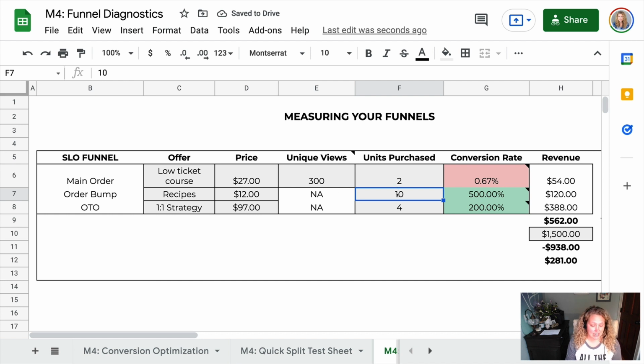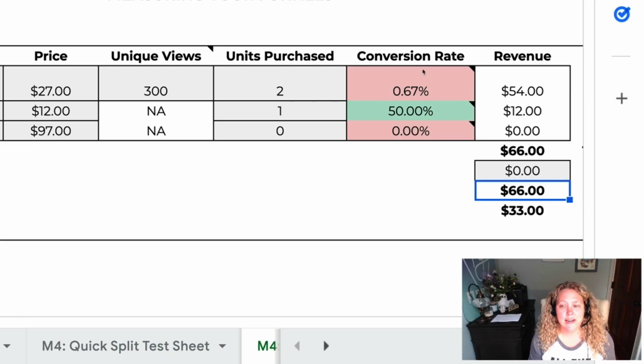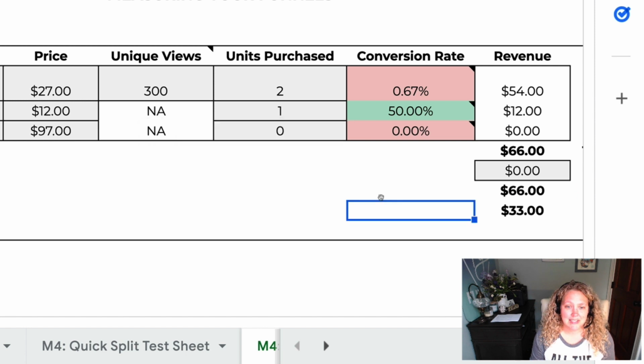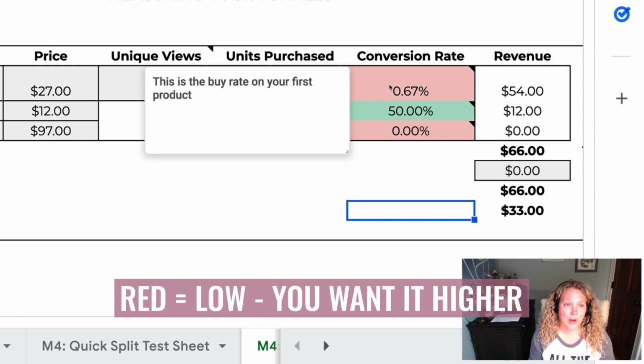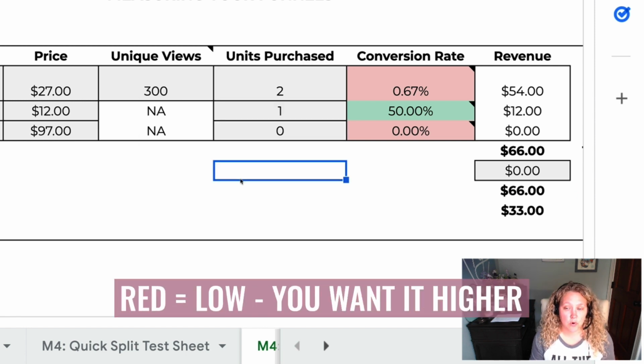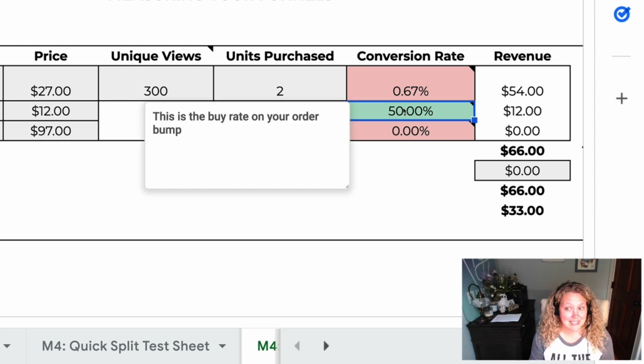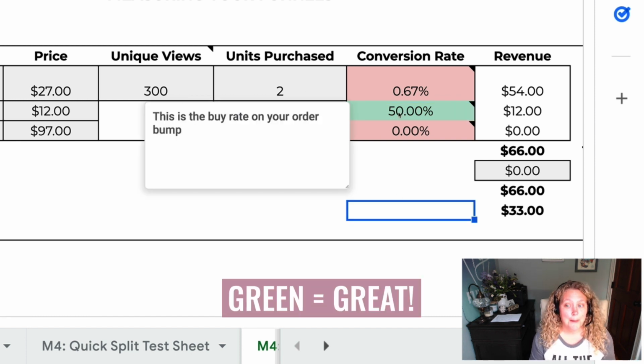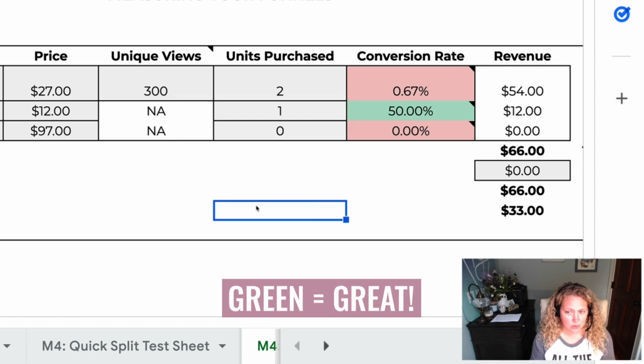And how many have taken the order bump? 1. And how many took the strategy call? 0. What you're seeing right here is red, green, red. What this means is that you are in the red with the conversion rate for that main offer because you want this to be a little bit higher. What you can see here, however, is that your order bump so far is doing great. Out of 2 customers, 1 bought, which is a 50% buy rate on your order bump, which is actually quite good.